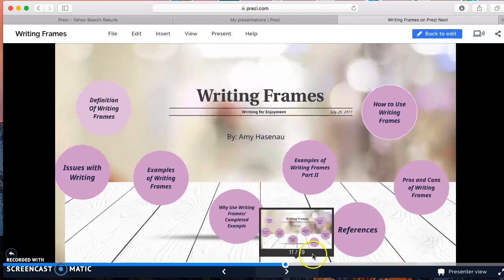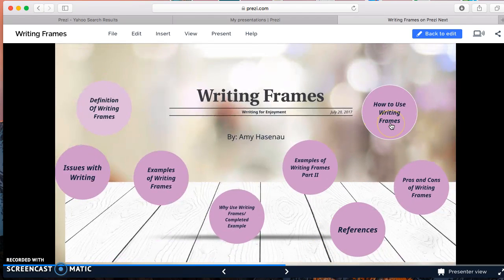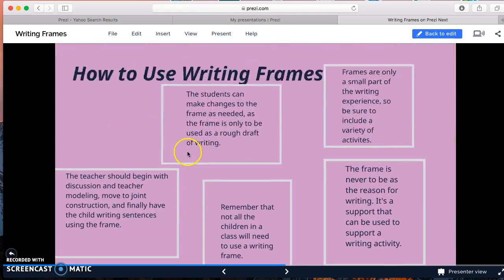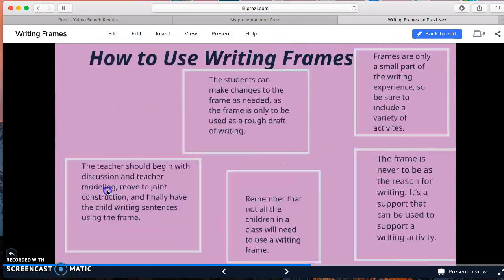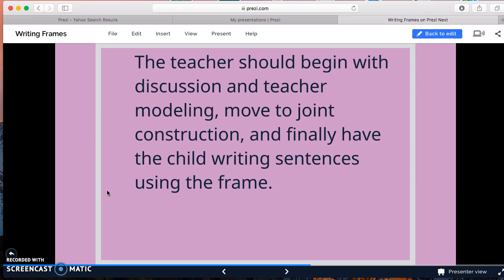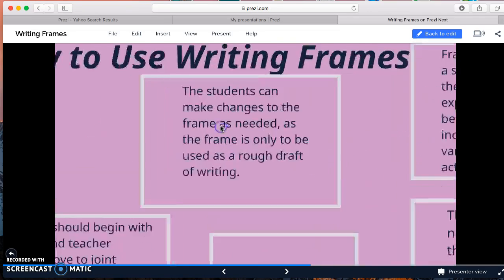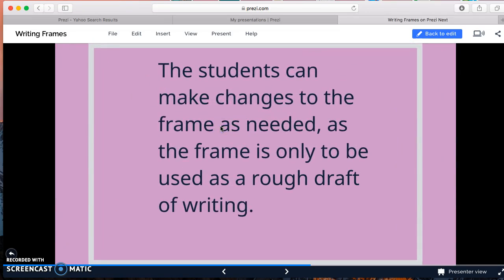Next, we have how to use writing frames and when to use them. The teacher should begin with discussion and teacher modeling, move to joint construction, and finally have the child writing sentences using the frame. The students can make changes to the frame as needed.